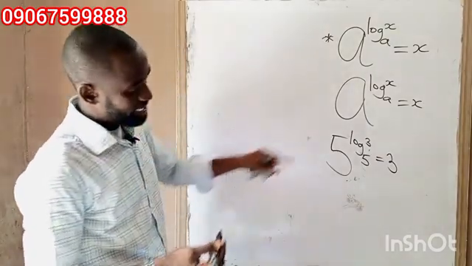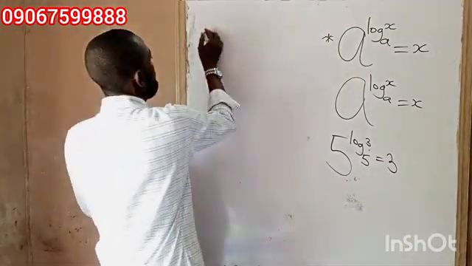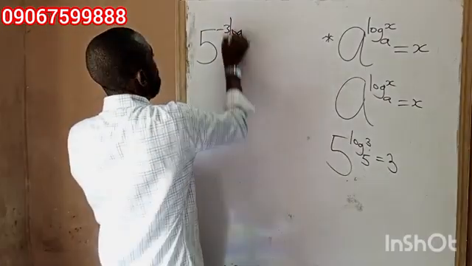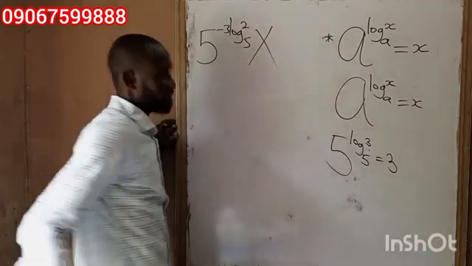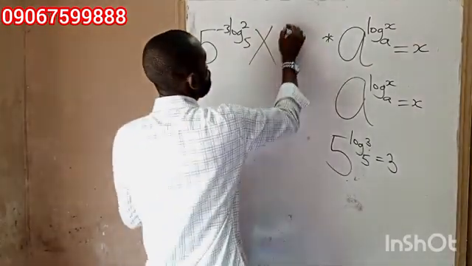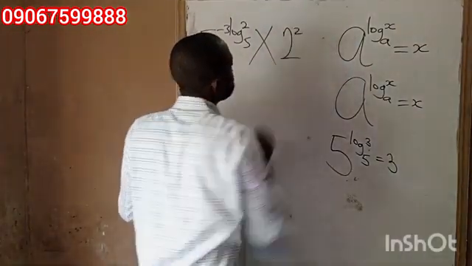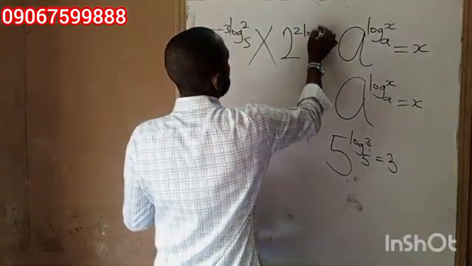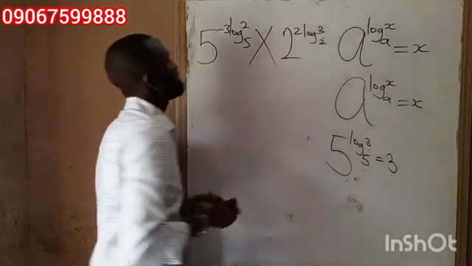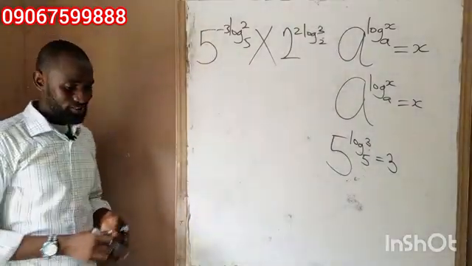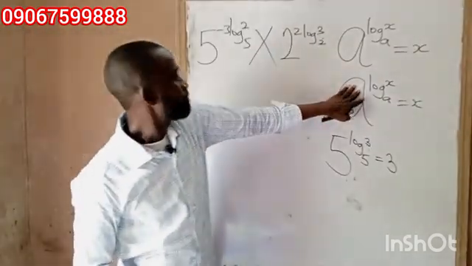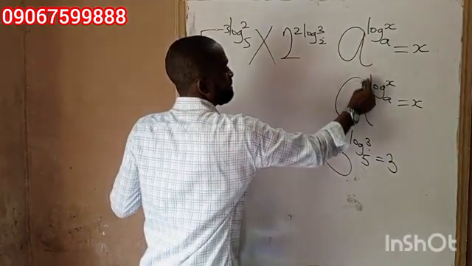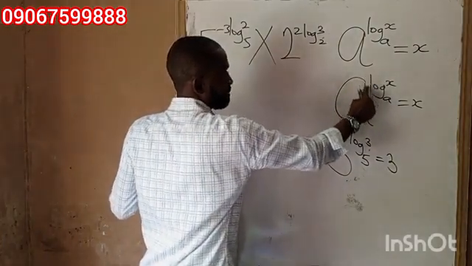Okay, so look at this. We're now asked to use this law to solve a question. Evaluate 5 raised to the power minus 3 log 2 base 5 times 2 raised to the power 2 log 3 base 2. So we want to use this law to solve this question. How are you going to do that? And mind you, the coefficient here should be 1.